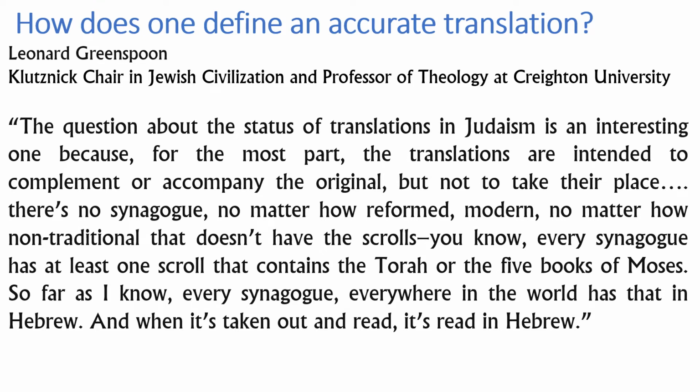There's no synagogue, no matter how reformed, modern, no matter how non-traditional, that doesn't have the scrolls that you know. This is from a verbal discussion he mentioned. Every synagogue has at least one scroll that contains the Torah or the 5 books of Moses. So as far as I know, every synagogue everywhere in the world has that in Hebrew. And when it's taken out and read, it's read in Hebrew. So this is an important part.